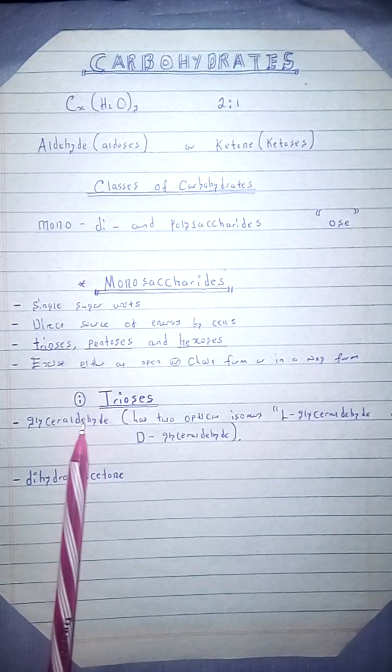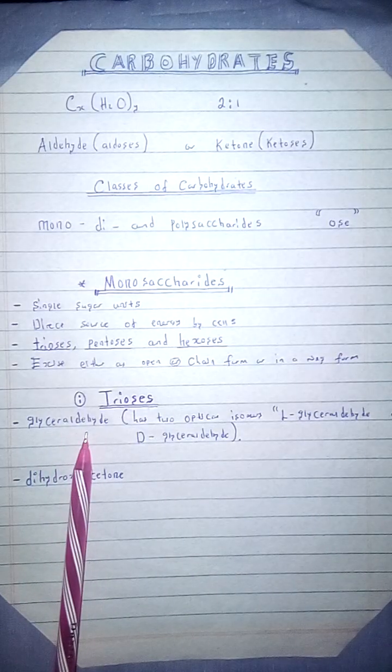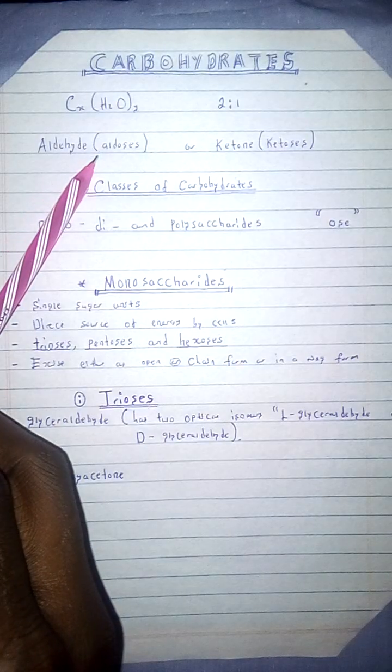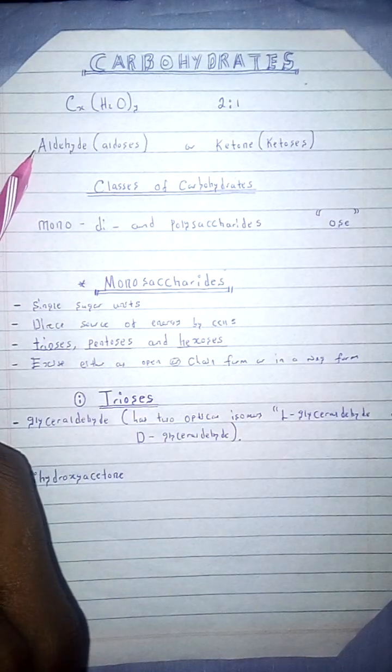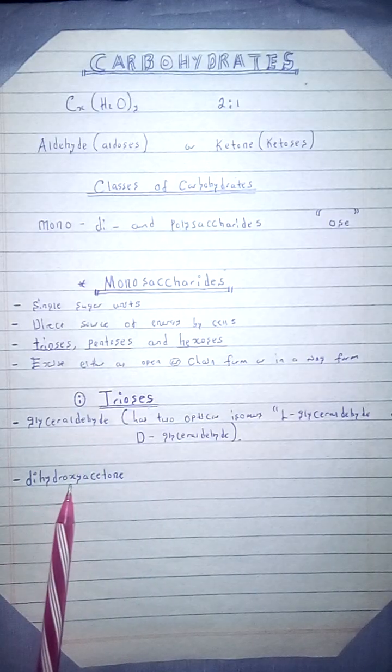Just by the name itself, we can tell that glyceraldehyde is simply an aldehyde. Dihydroxyacetone is simply a ketose sugar, right? Amazing.